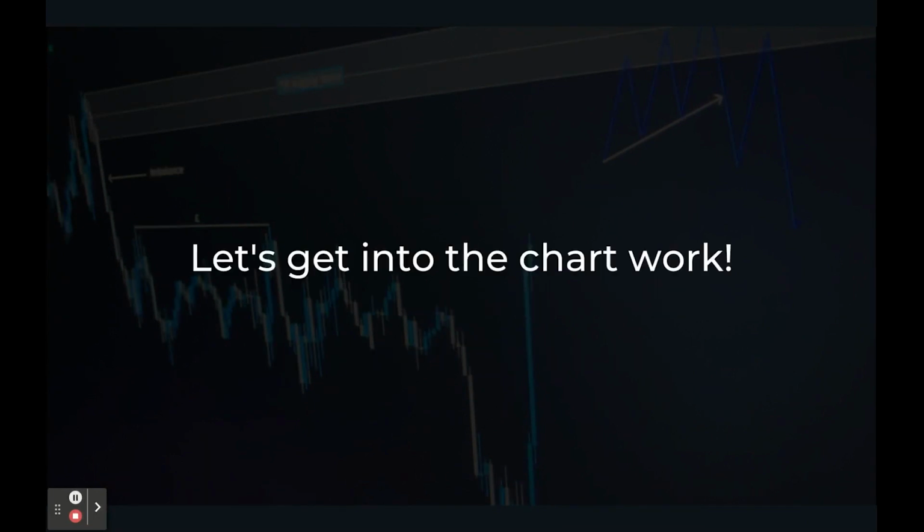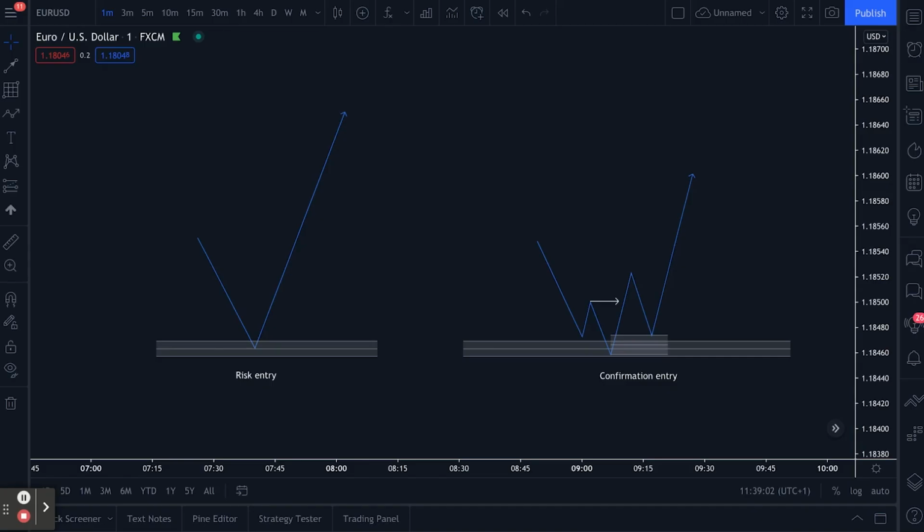So let's actually get into the chart work, and what I'm going to do is start off by showing you the two refined entry types that I use, and then I'm going to break them down with the pros and cons of each one. Before we move on to some live examples, I'm going to show you each of the refined entry types that I use in my trading. So we have two types. We have risk entries and confirmation entries.